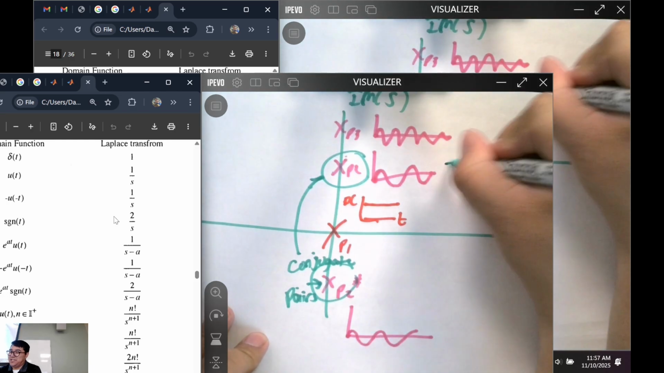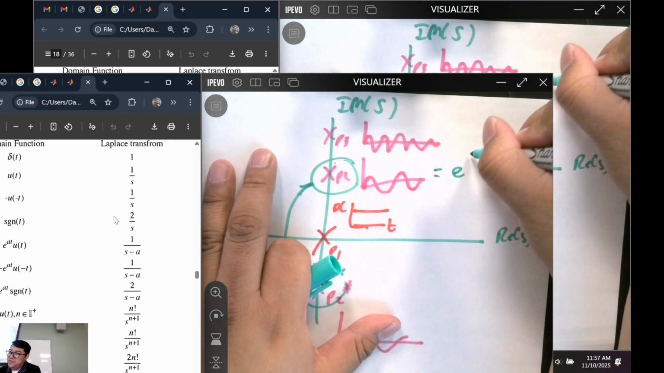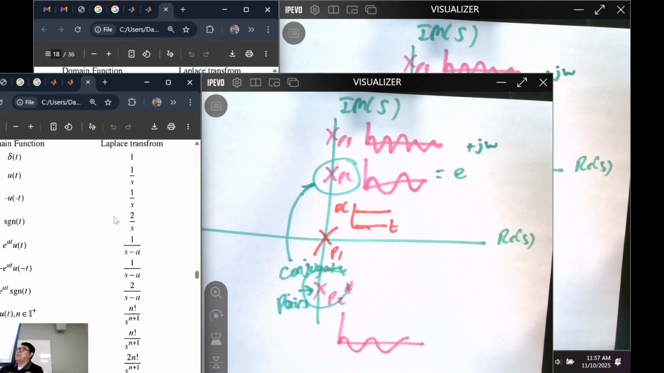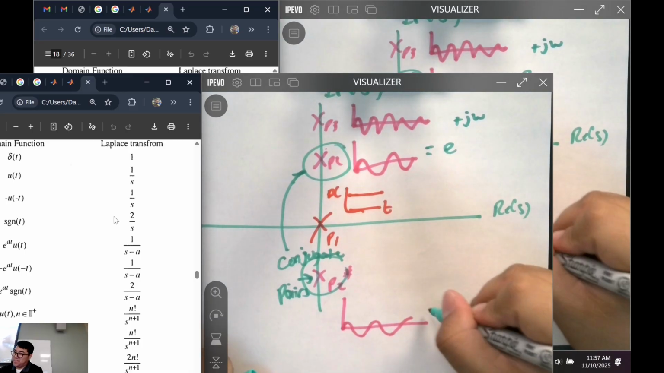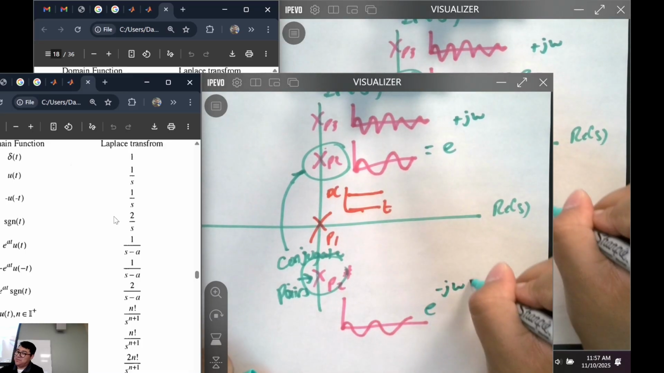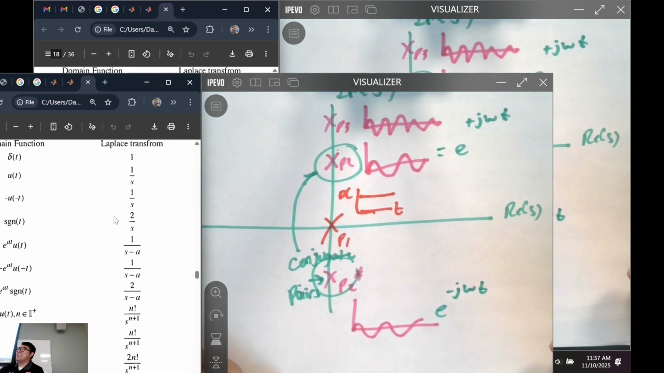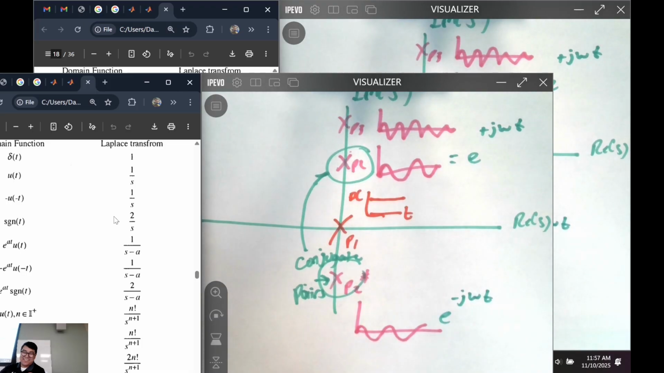So this right here is going to equal, I don't know, e to the positive j omega t or something like that, right? And this right here is going to be e to the minus j omega t. And you add that to get your cosine. Does that make sense with everybody? Is that good? So let's say I do another pole over here.